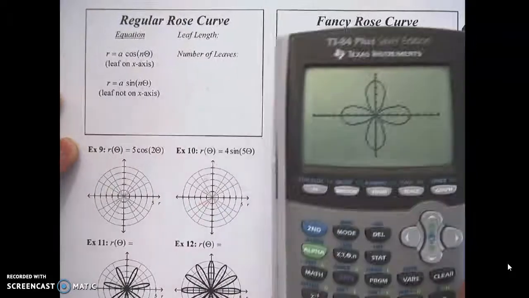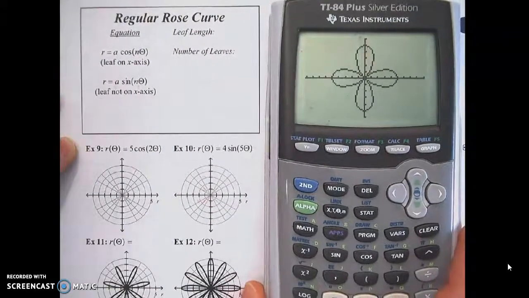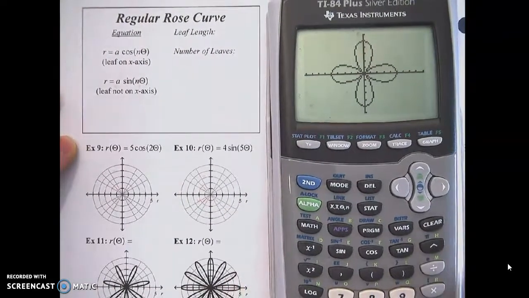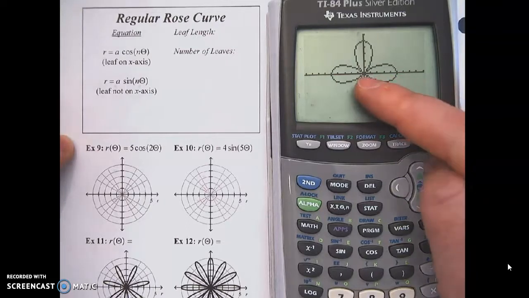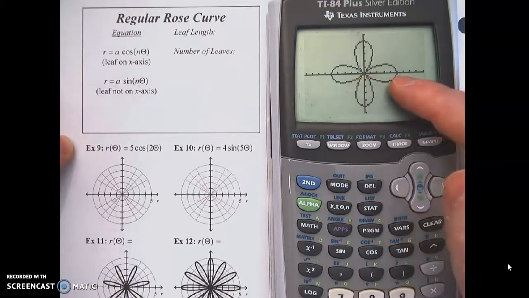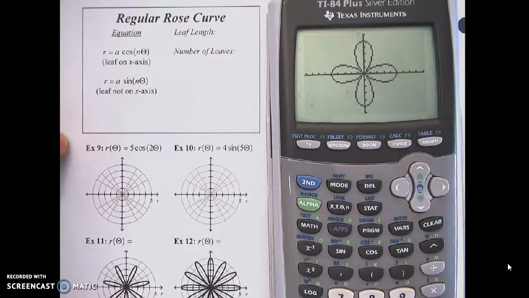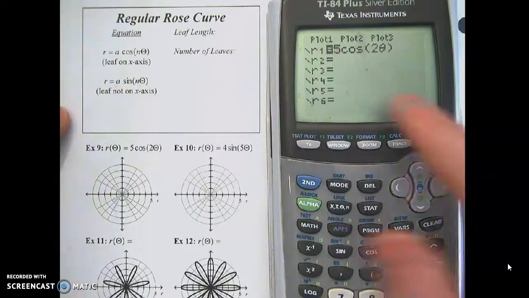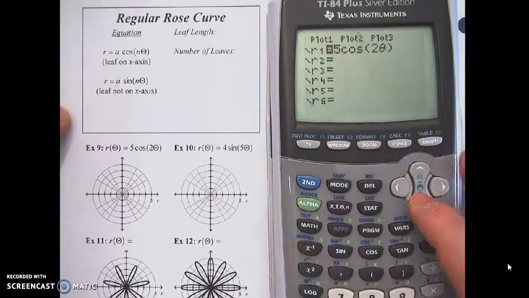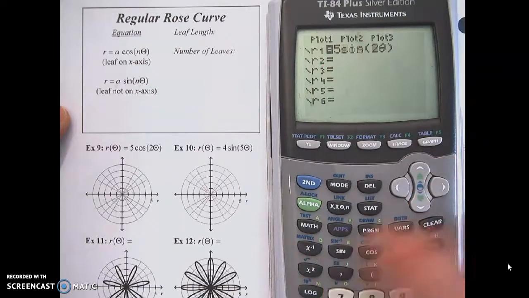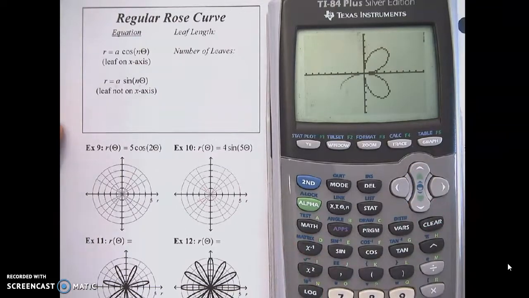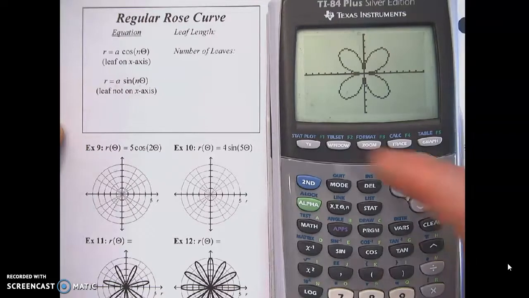So the characteristics of a Rose curve, this is what we call a regular Rose curve. Rose curves have leaves. Each leaf has a certain leaf length. And where that leaf occurs is going to depend on, again, sine and cosine just like before. So watch what happens. Here's my 5 cosine of 2 theta. I'm going to change this to 5 sine of 2 theta. So I don't have a great way to explain this. So I still have 4 leaves.